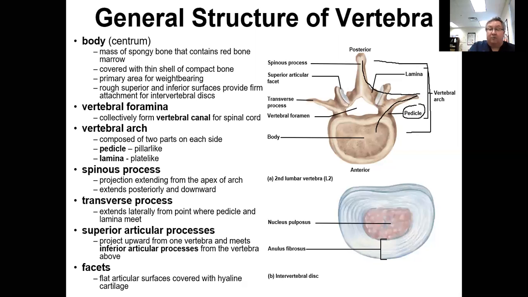Going around the rest of the intervertebral disc is the annulus fibrosus. And those are concentric rings that basically protect the nucleus pulposus and try to keep the nucleus pulposus in the center of the intervertebral disc.